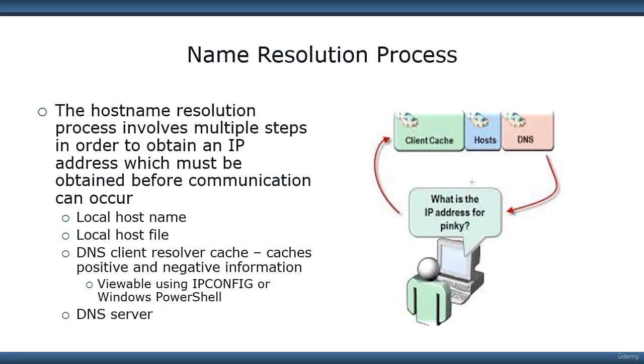So let's look at the process for name resolution. When a client tries to communicate with a name, like we see in this graphic, there are multiple steps that are used in order to obtain the IP address. And as we said before, the IP address has to be obtained before actual communication can occur. There are no packets on the network with names in them. Okay, so it's only IP addresses and MAC addresses. So the very first thing the system does is it looks at its own name, because it is possible that you're trying to communicate with yourself.